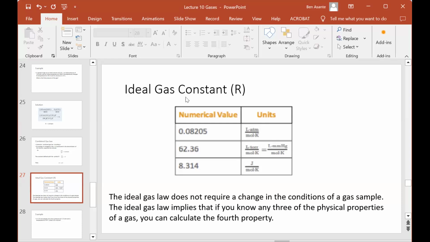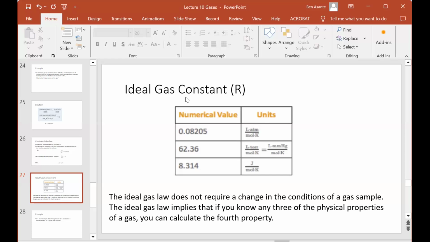But when you use 8.314, it becomes joules per mole Kelvin. Liter times millimeters of mercury is joules. Liter atmosphere is energy, so it becomes joules. So when I use 8.314, we use joules per mole Kelvin. It depends on the units in the problem you are given. The units given in that problem will tell you which R you have to use.